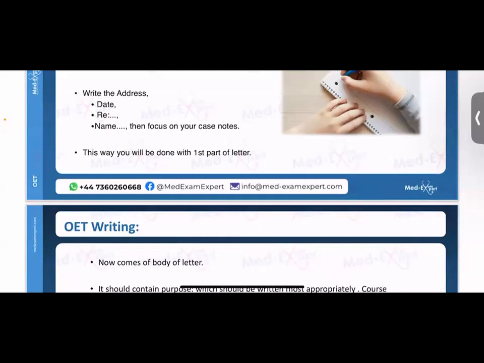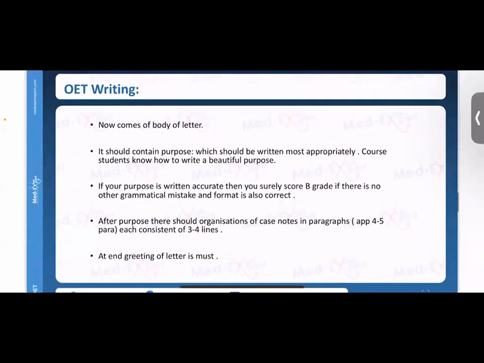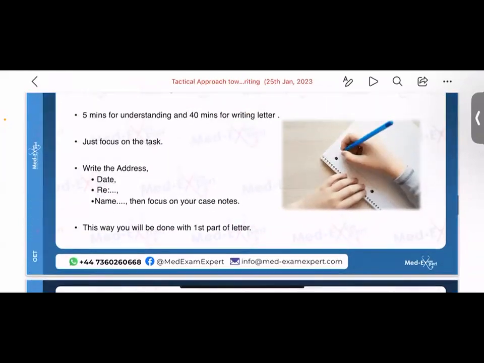Okay. This way you will be done with the first part of the letter. Now comes the body of the letter. Sorry, I missed one thing here.